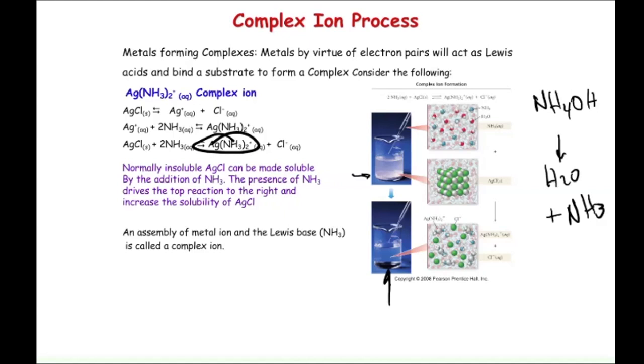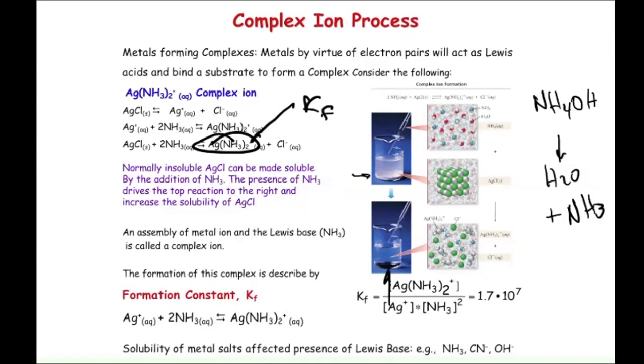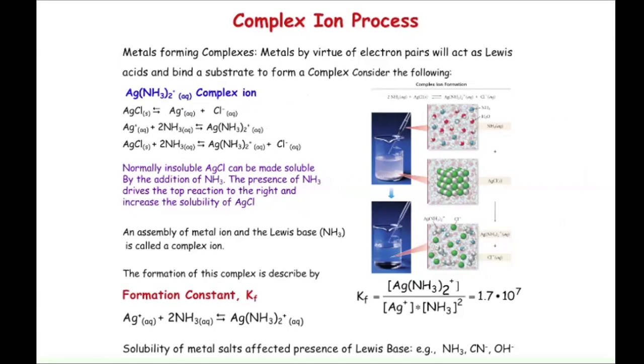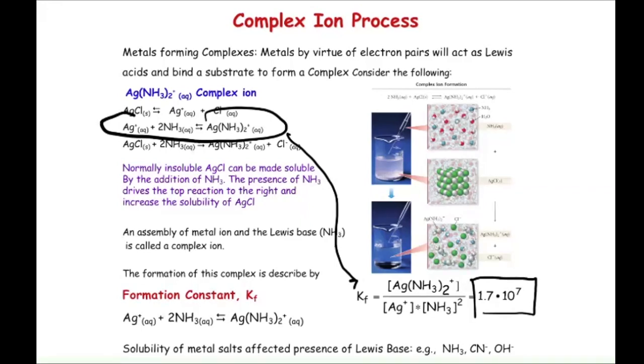So that's basically it. And this reaction right here has a Kf, an equilibrium constant, Kf. In this particular case, we take a look at this reaction, products over reactants, the net ionic equation. The product is diamine silver over silver times ammonia squared. And look at that equilibrium constant, 1.7 times 10 to the positive 7. It's a very, very large number.